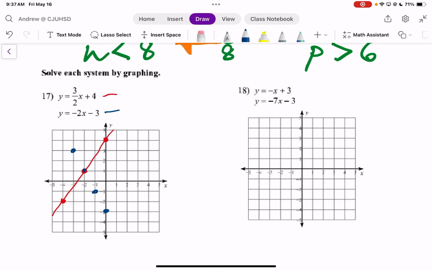So remember when we started this year, some of you just didn't even know how to plot a point. So we've come really far, haven't we? And now here we are doing systems of equations. So right there would be our solution. And then we're just going to name it as go left 2 and go up 1. So left 2 and up 1.